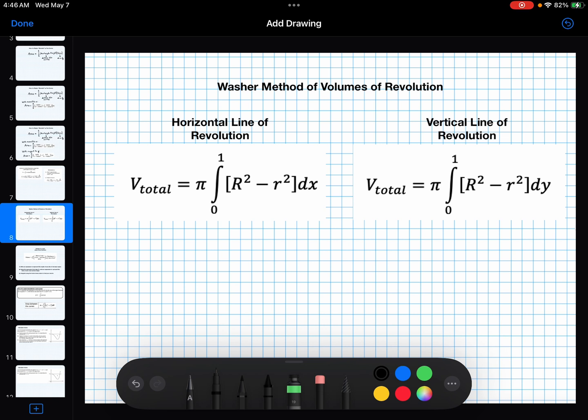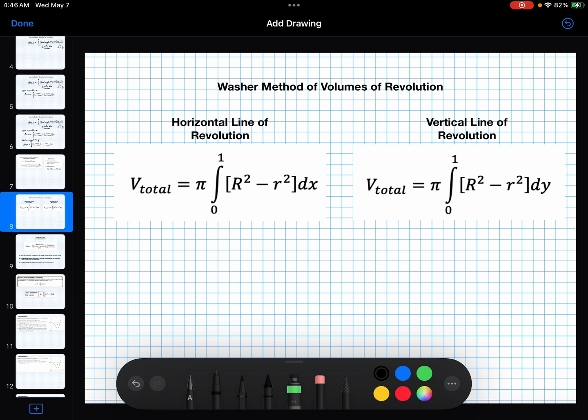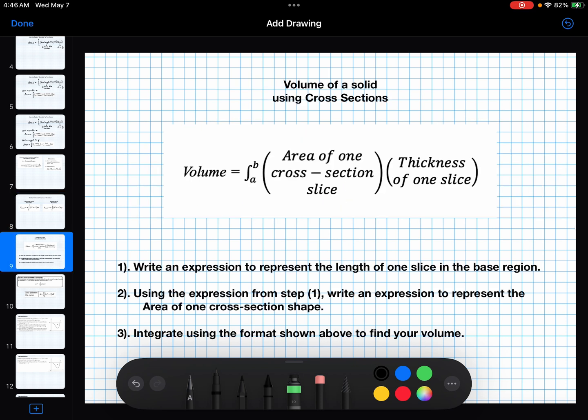Those are the two main solid of revolution volume methods that we use here. There's a third type of solid that we look at, and that is the volume using known cross sections.